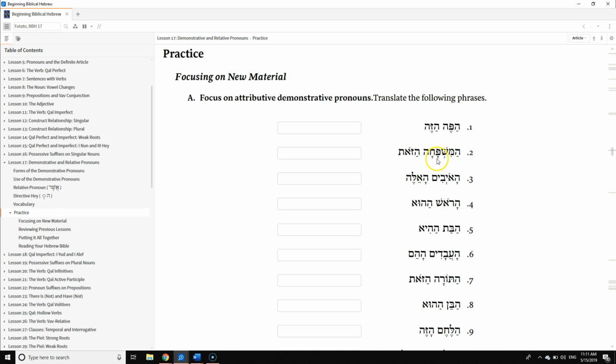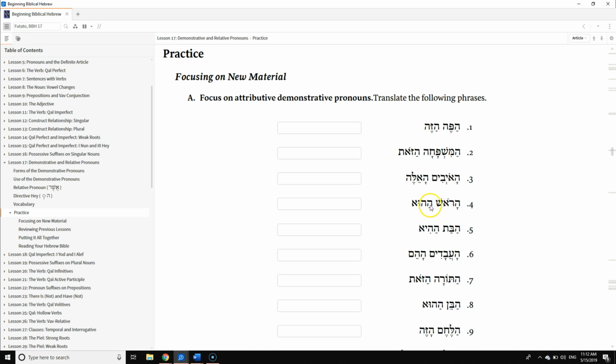Number 2, hamishpacha hazot. Hamishpacha is the definite word for family or clan. Hazot is the feminine singular demonstrative, and so this would be this family or this clan. Number 3, ha-oyevim ha-ele. This is enemies, masculine plural, the enemies, the these. Ele is a form that is used whether it's masculine or feminine. The plural near demonstrative is always going to be ele. It doesn't change for masculine or feminine. The translation here then would be these enemies.